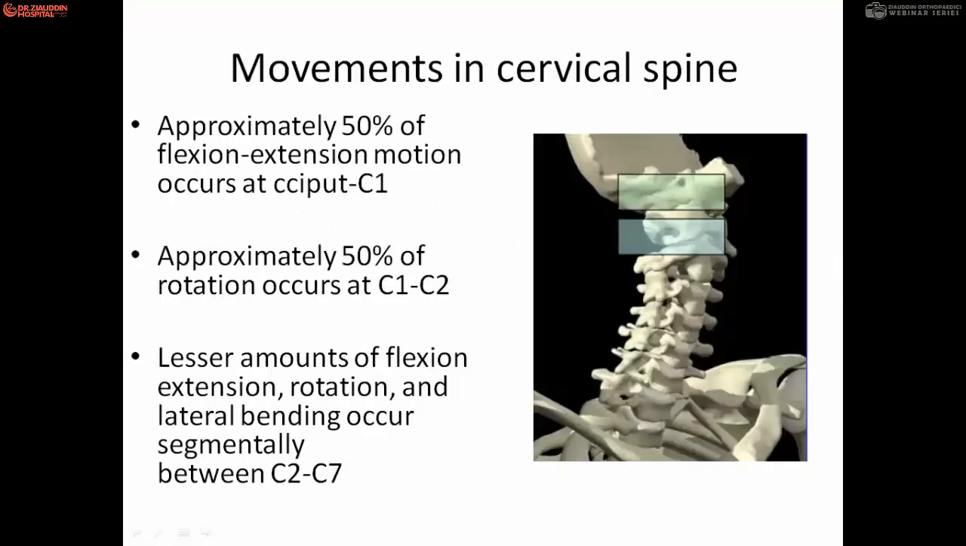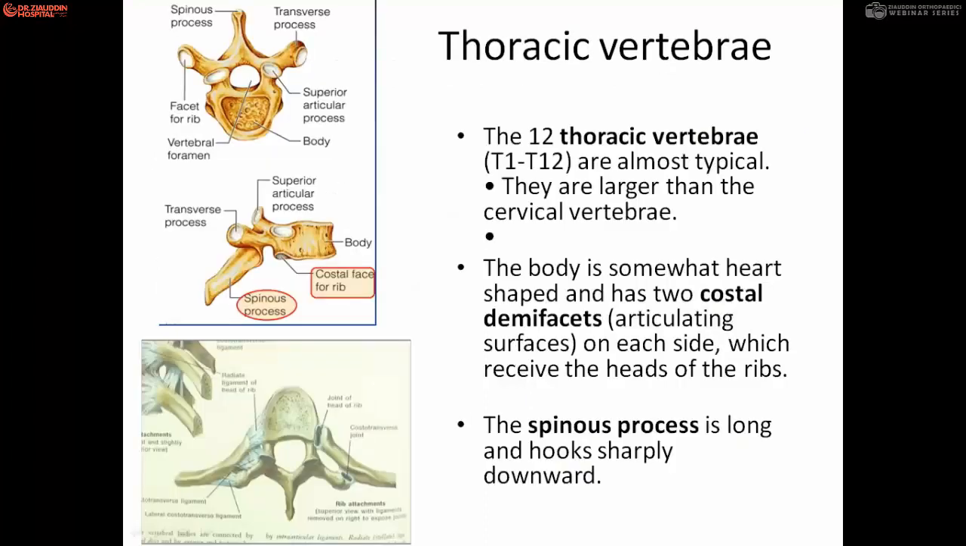It has features of a thoracic vertebra. Looking at movements in the cervical spine, approximately 50% of flexion-extension occurs at the atlanto-occipital joint, between the occipital condyles and C1. And 50% of rotation occurs at the atlanto-axial joint, C1 and C2. So that is the no movement, and proximally at the atlanto-occipital joint is the yes movement. Lesser amounts of flexion and extension, rotation, and lateral bending occur segmentally between C2 and C7. So distally there is less movement, and proximally there is more movement.